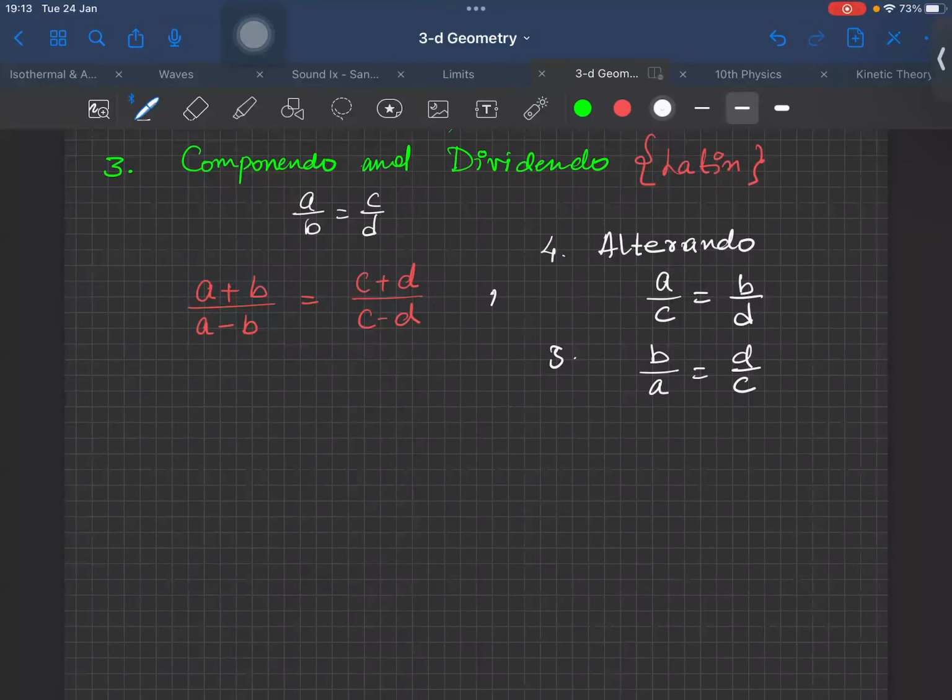So let's solve some problems based on this, and we'll check what it means. Let's write our first problem. 3x is less than 7. What are the possible values of x? Anyone, please tell me what will be the possible values of x.